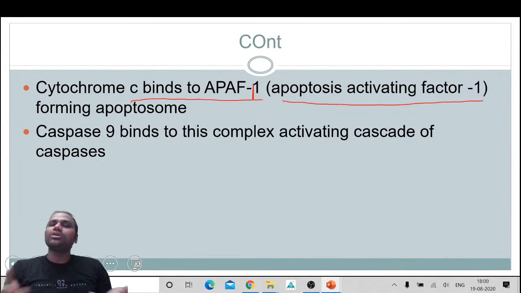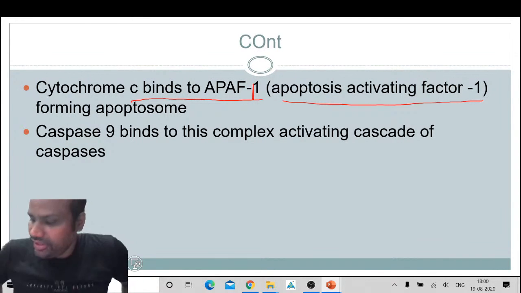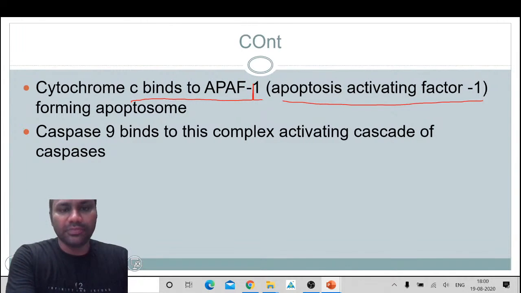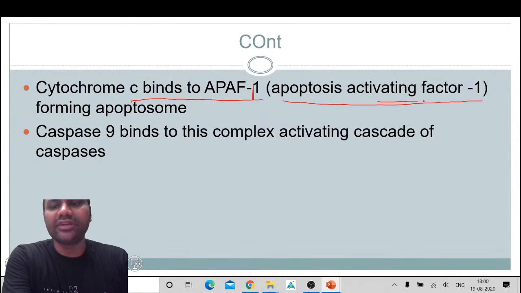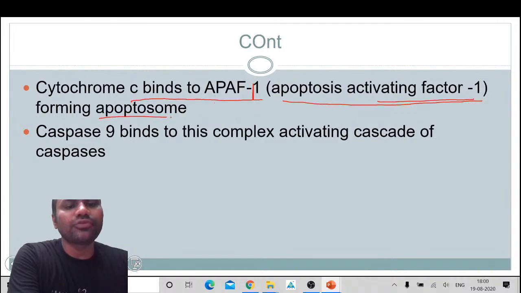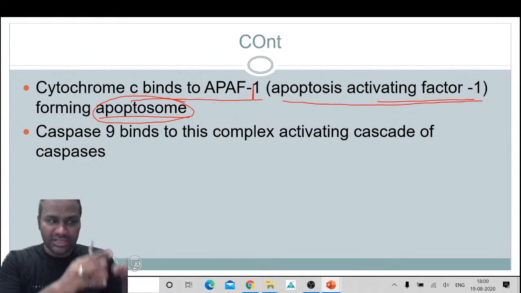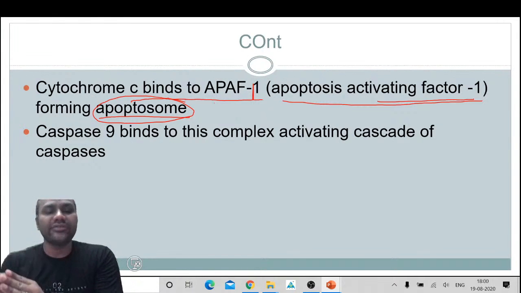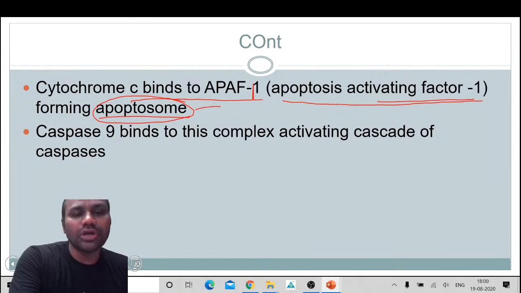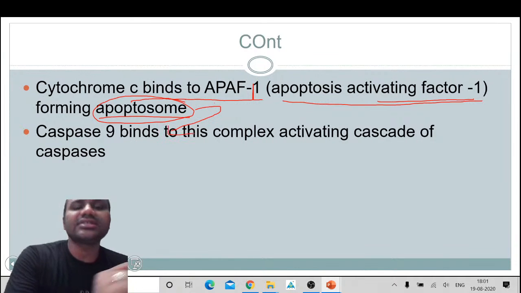How will cytochrome C leak out? Same thing: MPTP will be activated, and obviously a leaky channel will form, and that will help in leakage of cytochrome C out of those membranes. Then cytochrome C will bind to apoptosis activating factor 1, and they will form the apoptosome. The apoptosome is nothing but a combination of cytochrome C with apoptosis activating factor. Now this apoptosome will activate caspase 9.